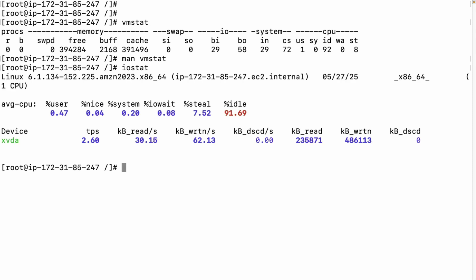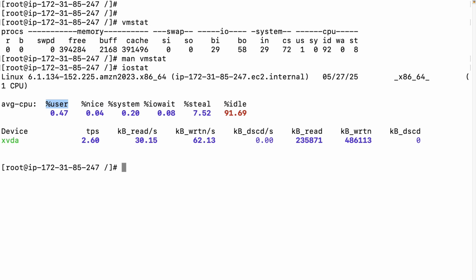With the iostat command, you can also see the average CPU and device statistics. You can see the percentage of user CPU usage is only 0.4%, the percentage of nice is 0.04%, the percentage of system using the CPU is 0.20%, iowait is 0.08%, steal value is 7.52, and the idle, meaning your CPU is idle, is almost 90% of the time. Okay, so here you can see again the percentage of user, right?